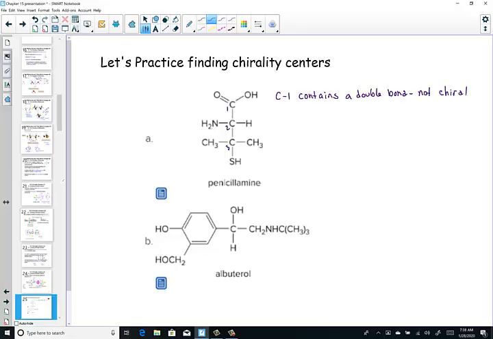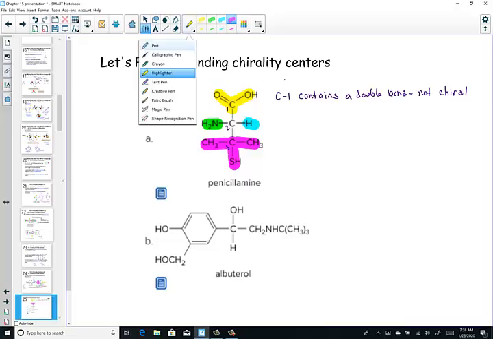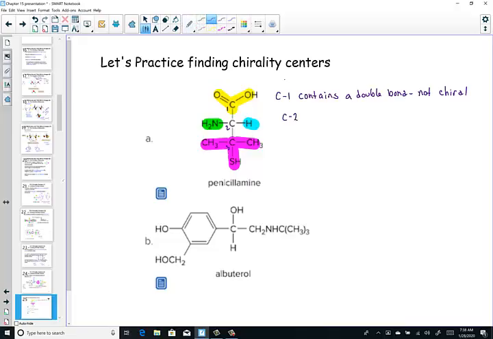How about carbon 2? Well, that looks interesting. Let's give it the test. Carbon 2 is leading to a COOH. It's leading to a hydrogen. It's leading to an amine. And it's leading to a carbon attached to some other things, right? So all that is unique. This guy is indeed chiral. Carbon 2 has 4 unique attachments.